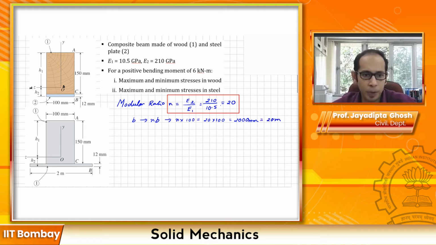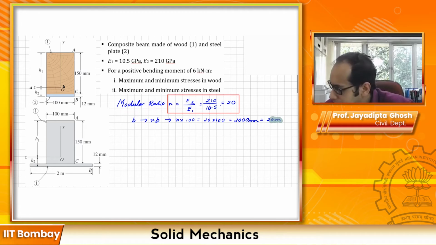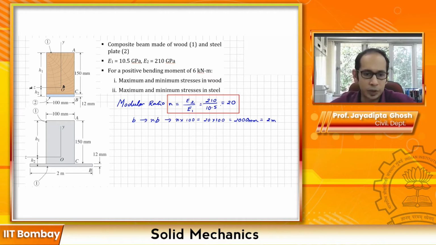So your top part stays intact. Top part, 100 by 150, made of material 1, it stays intact. Only the bottom part over here, where the width was 100 mm, now it has been bumped up to n times 100. Sorry, this is not 20 meters, this is 2 meters over here. It has been bumped up to 2 meters over here. So you have a 2 meter thing over here. So now the entire section is made of material 1. As you can see in the diagram here, it was material 1, material 2 here. Now the entire section is made of material 1.